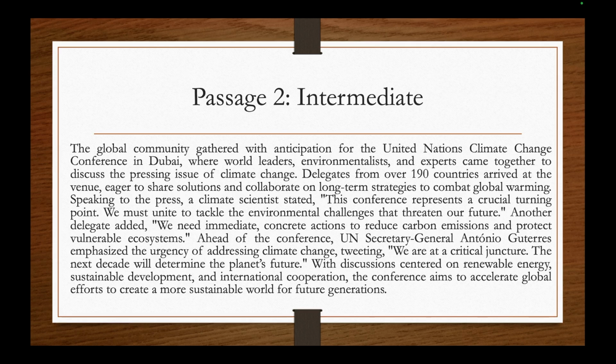Ahead of this conference, UN Secretary General Antonio Guterres emphasized the urgency of addressing climate change, tweeting, "We're at a critical juncture. The next decade will determine the planet's future." With discussions centered on renewable energy, sustainable development, and international cooperation, the conference aims to accelerate global efforts to create a more sustainable world for future generations.